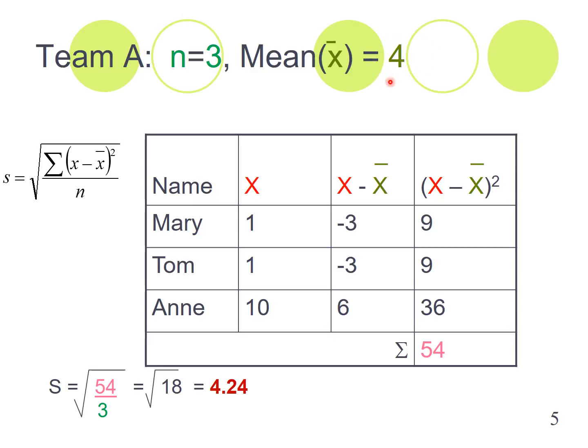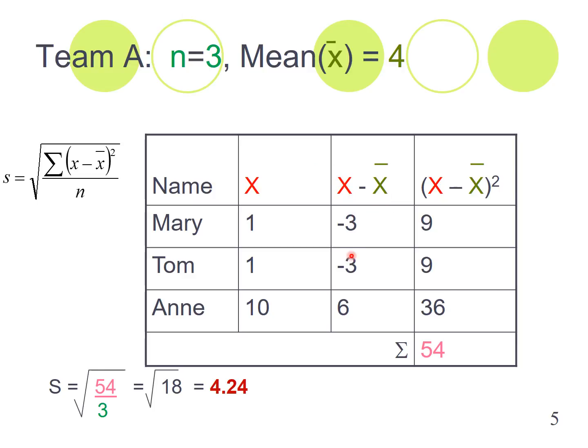Okay, so looking at this, this is our data item, X minus X bar. So 1 minus 4 gives us minus 3. Okay, take the next data item, 1 minus 4 gives us minus 3. 10 minus 4 gives us 6. Okay, so it says X minus X bar, we've done those. It then says to square all of those. Okay, so we take these and we square them.